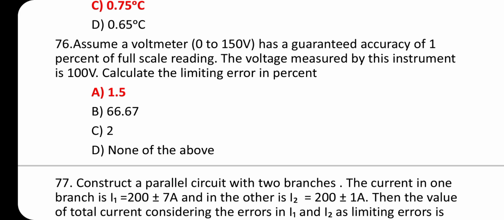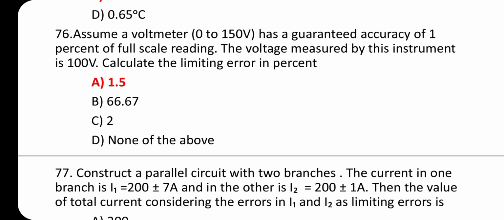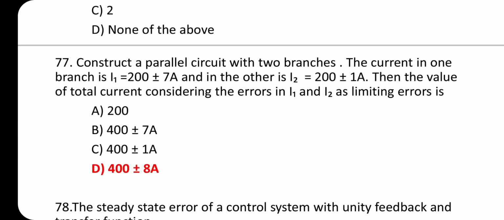Assume a voltmeter 0 to 150 volt has a guaranteed accuracy of 1% of full scale reading. The voltage measured by the instrument is 100 volt. Calculate the limiting error in percent. Option A, 1.5 is the answer.